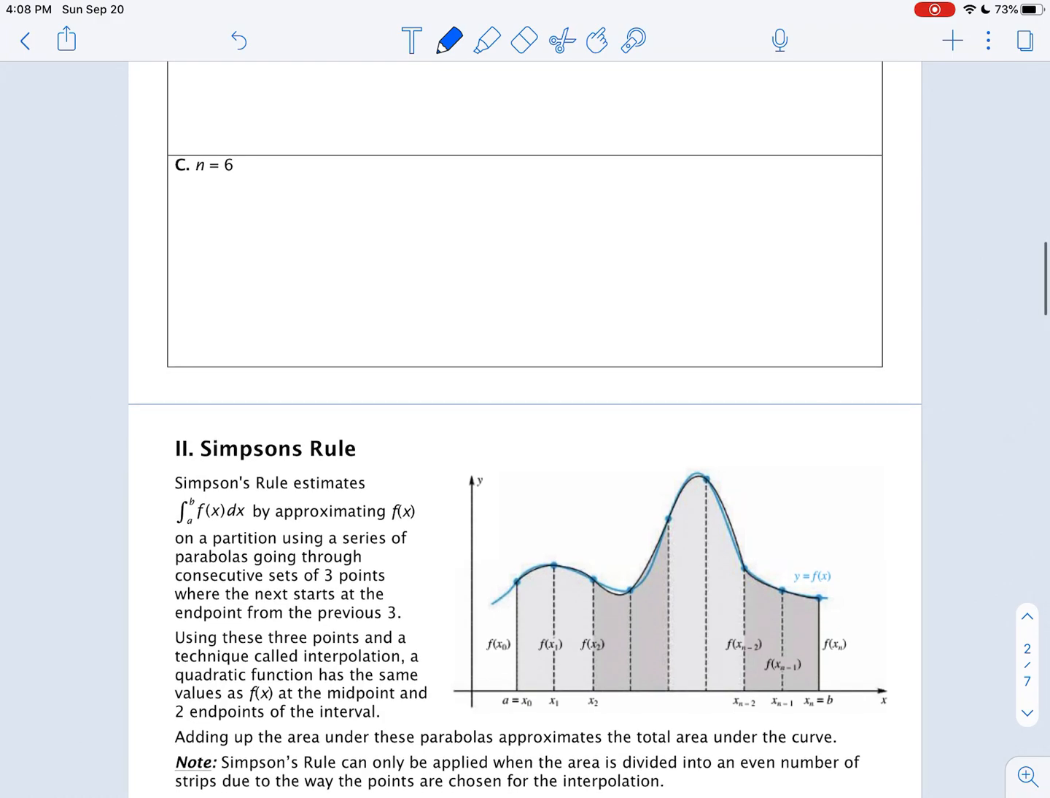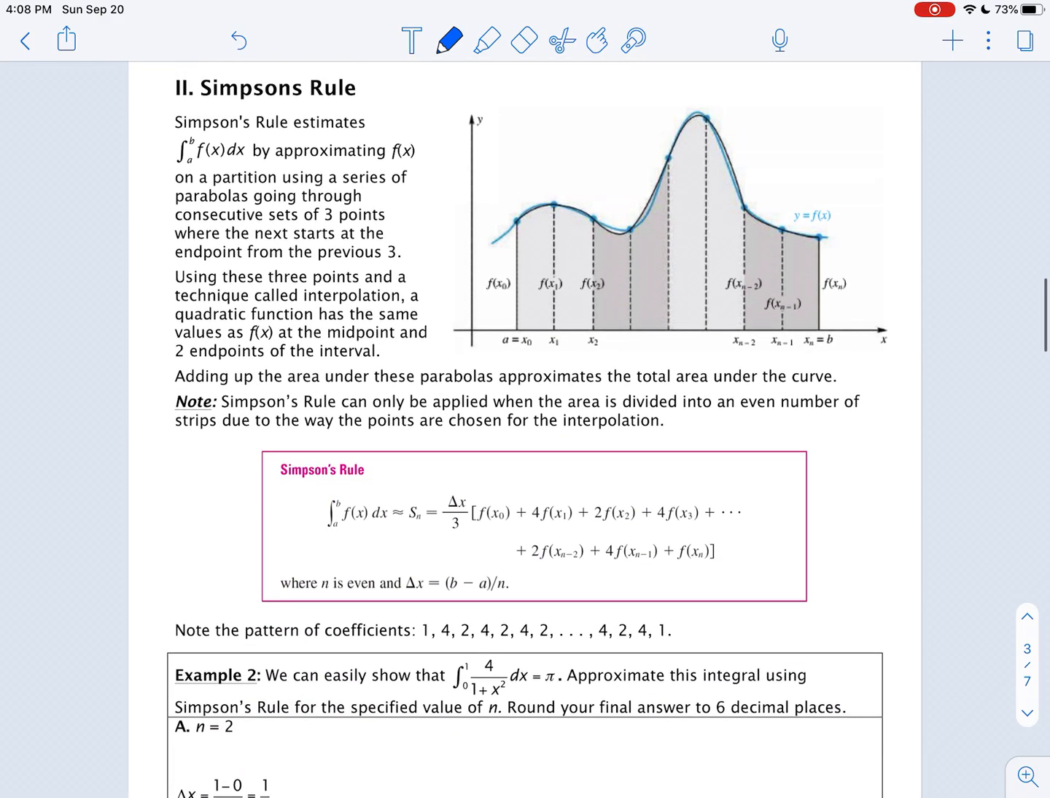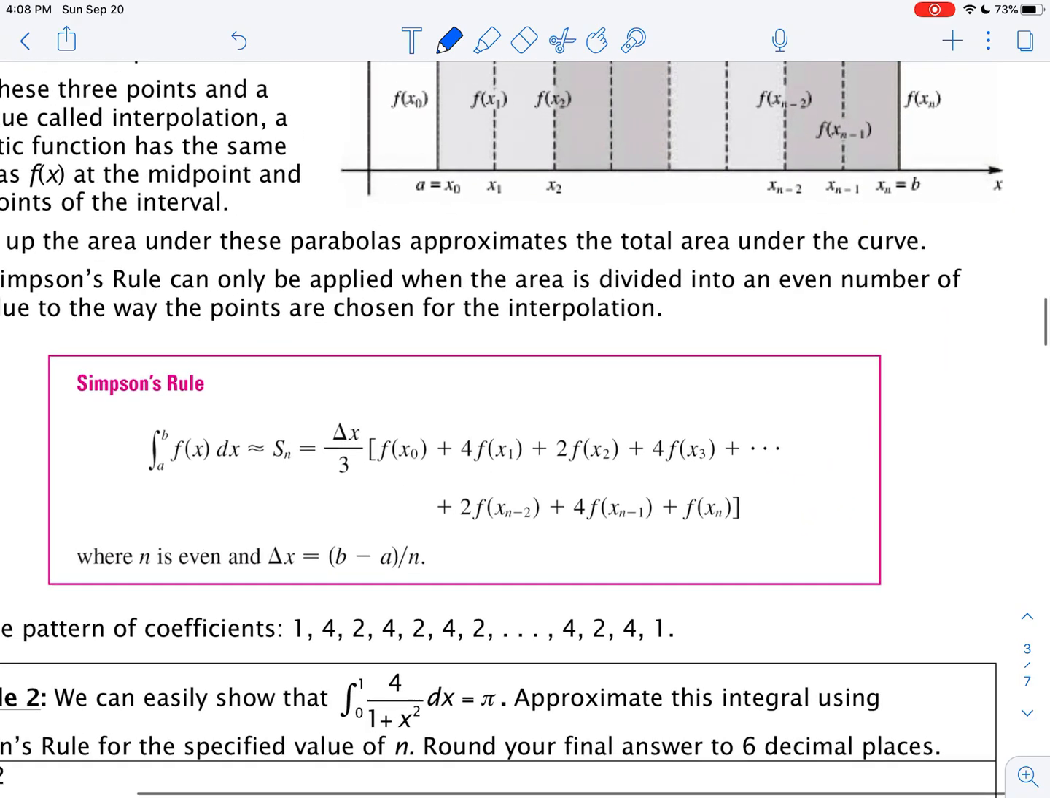And you can try it for yourself using n equal to 6. Another method called Simpson's rule estimates using interpolation, taking 3 points on your graph of f of x and finding a parabola and calculating the area under the curve of that parabola.